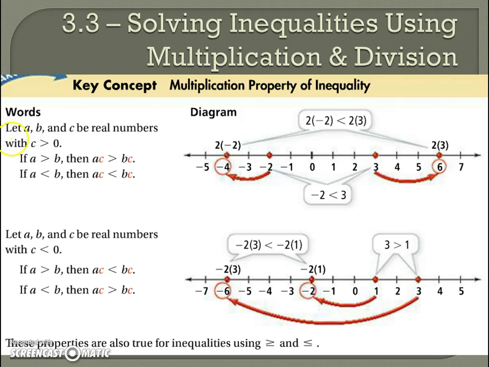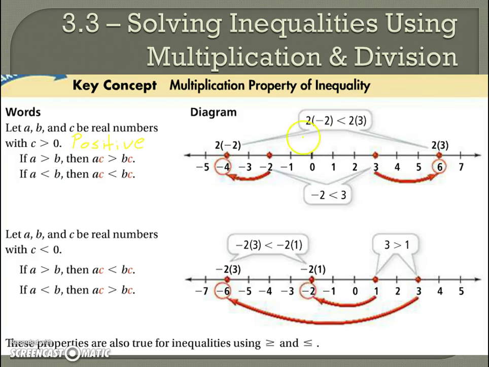It says, let A, B, and C be real numbers with C being greater than 0. That's another way of saying that C is a positive number. So when C is a positive number, then this remains true. If A is greater than B, then the product of AC is greater than the product of BC. Or if A is less than B, AC is less than BC.